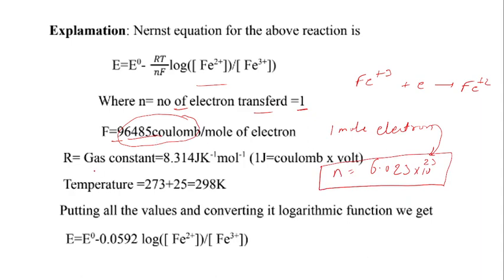Okay, then R is the gas constant. I think you know about this value, 8.314 joule per Kelvin per mole. And temperature is 25 degree centigrade only. Putting all the values, converting the logarithm function, we get this value. This is the concentration of product, whereas Fe plus 3 is the concentration of reagent.